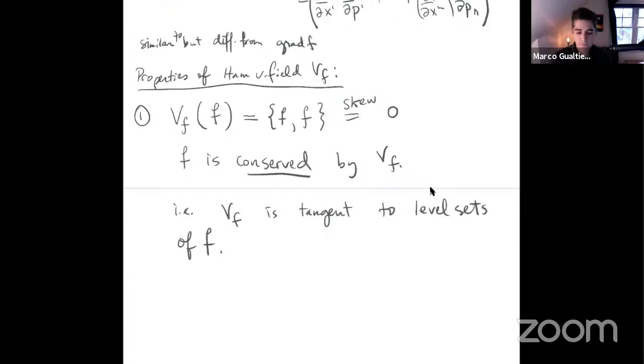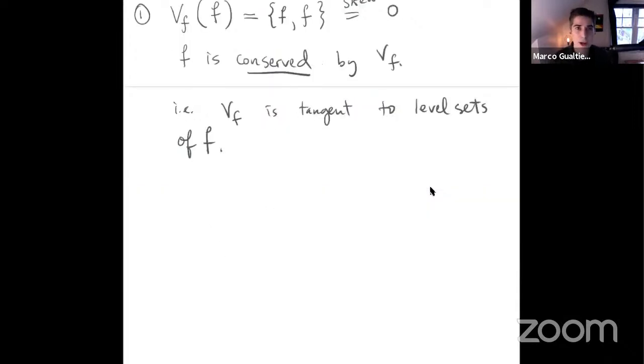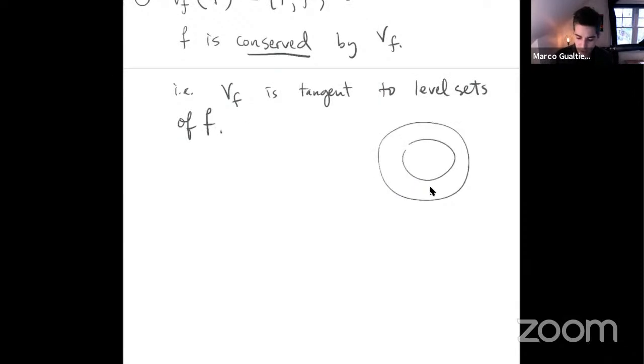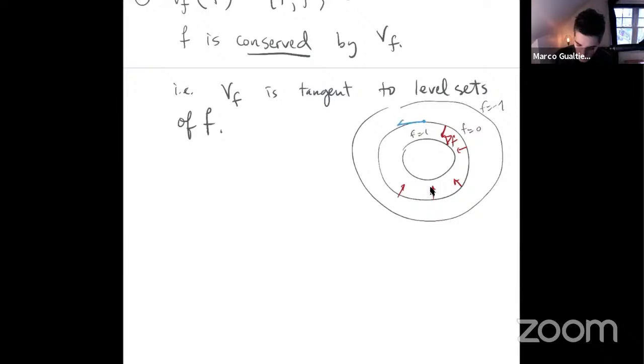Okay, so this is very different from the gradient. If these are level sets, like f equals 0, f equals 1, f equals -1, suppose, the gradient would be pointing in the direction that f is increasing or decreasing, whatever, negative gradient descent. This would be the gradient of f. But that's not how this Hamiltonian vector field works. The Hamiltonian vector field is actually tangent. This is the v sub f. It's tangent to the level sets, and it will not change the value of f.